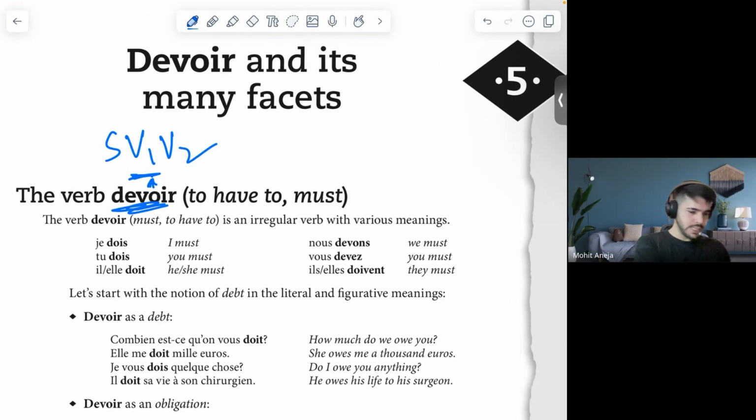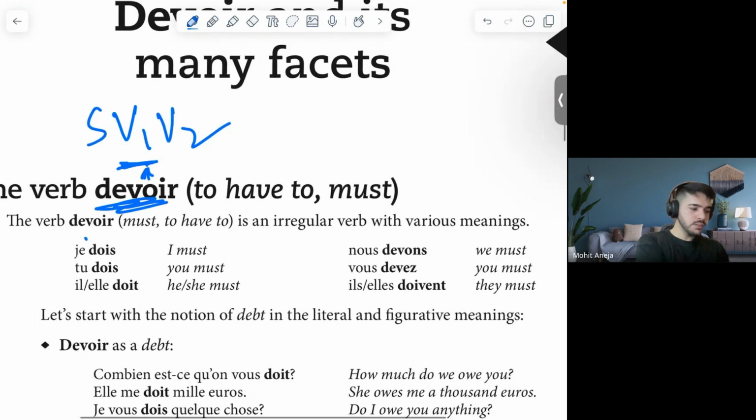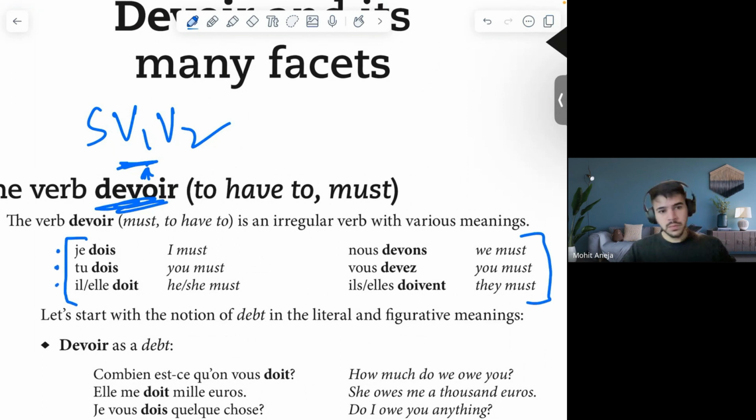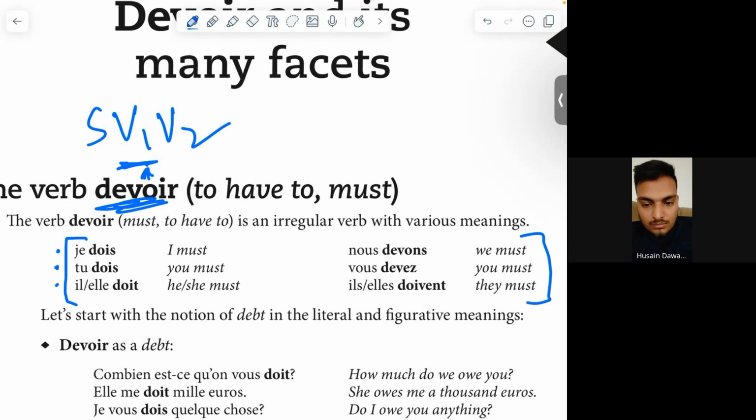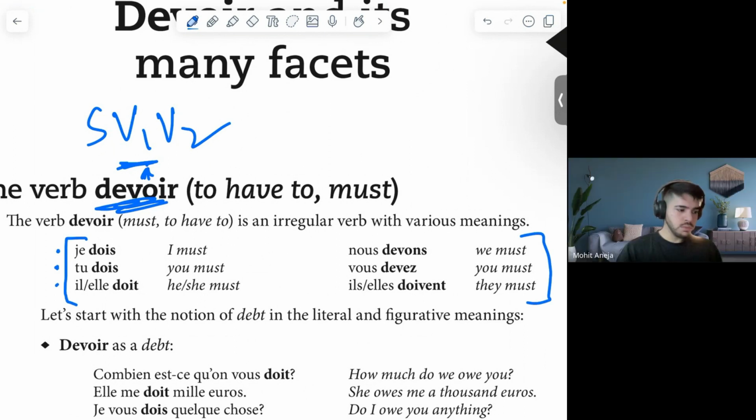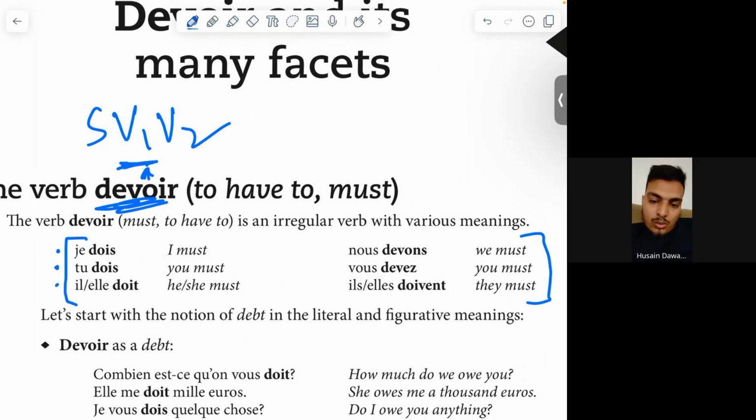ठीक है? तो इसके लिए that's why we need to learn the conjugations of devoir. Let's do them three each. Hussein, can you say the first three? Je dois, tu dois, il doit. The pronunciation is exactly the same. You don't change it at all. Je dois, tu dois, il doit. Same.